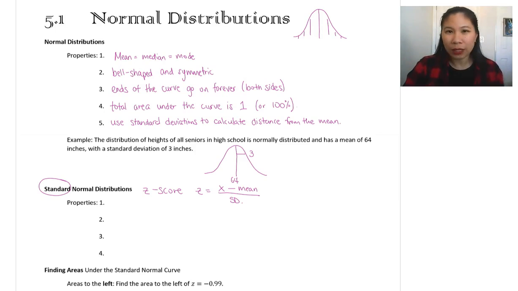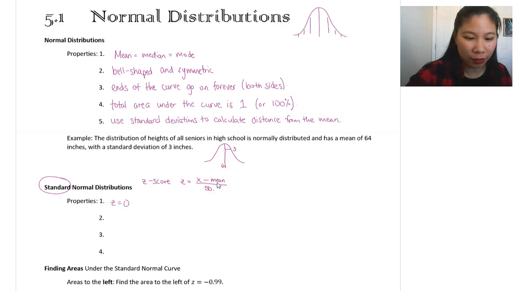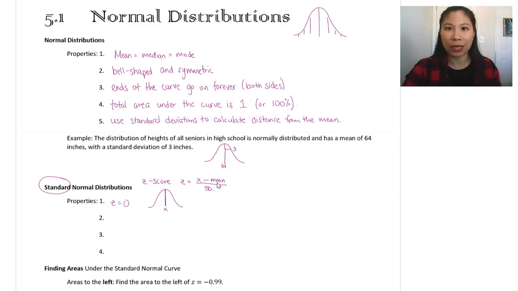Okay, so our z-scores are basically our standardized normal distribution numbers here. So our properties here are going to be pretty similar. Let's say z equals 0. If the z-score is 0, that means on top, when we subtracted x minus the mean, they would have had to be the same number in order for you to get 0 as your final z-score. So if they are the same number, that means on our normal curve, whatever the mean is, the x value is also the same number.